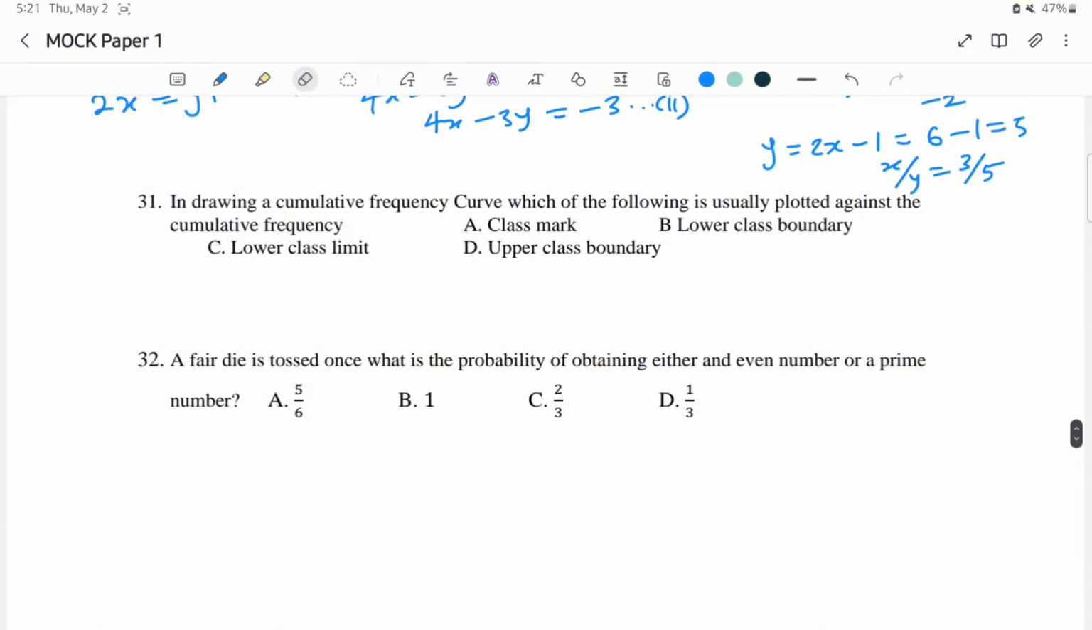Question 31. In drawing a cumulative frequency curve, which of the following is usually plotted against the cumulative frequency? Well, the simple answer is the upper class boundary. If you've solved as many questions as possible under statistics, you will get used to what will be on the x-axis and on the y-axis whenever you are plotting your ogive, and so on. But for a cumulative frequency curve, it is you plotting the cumulative frequency against the upper class boundary.